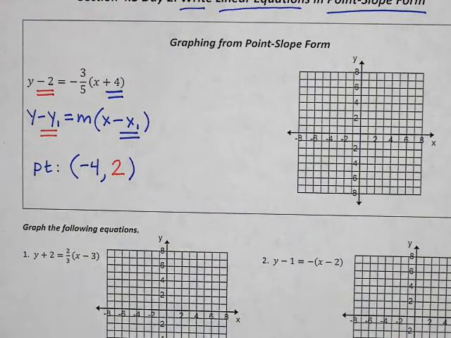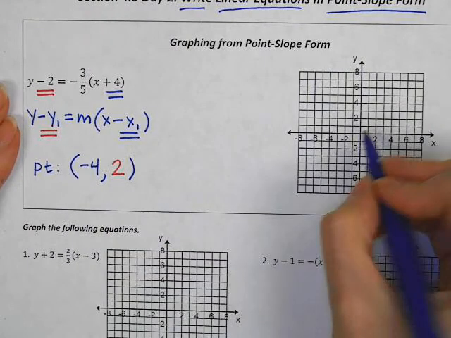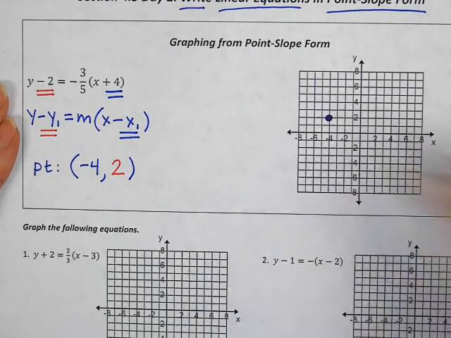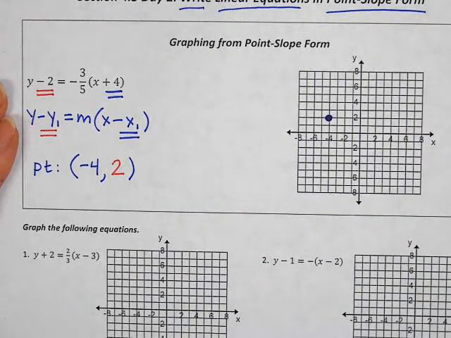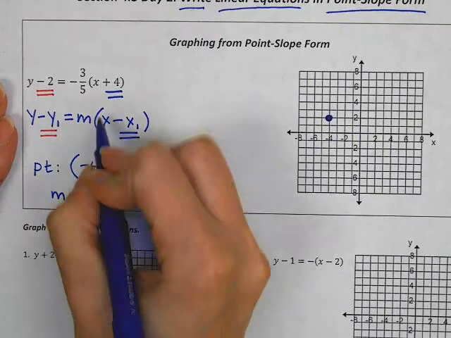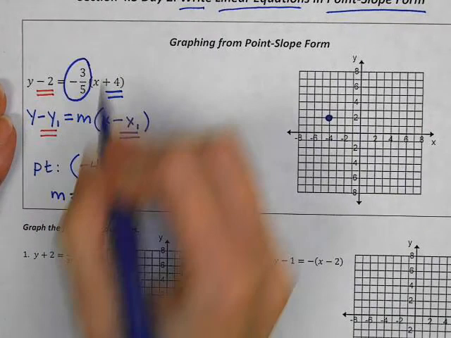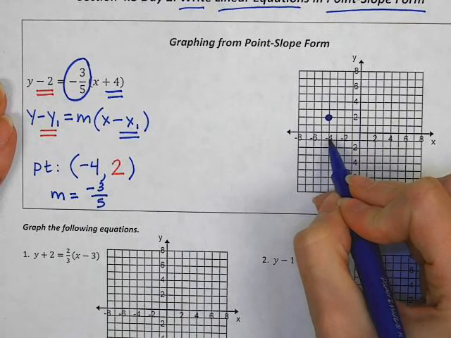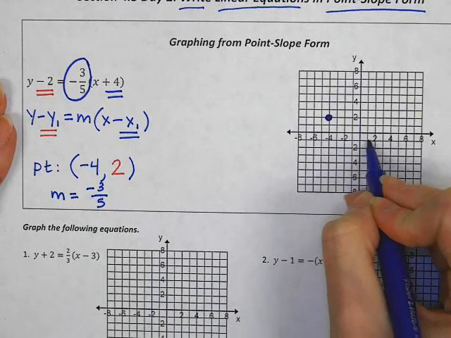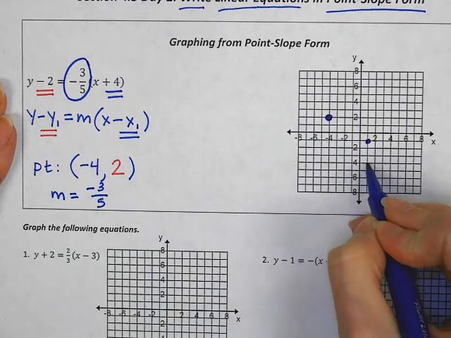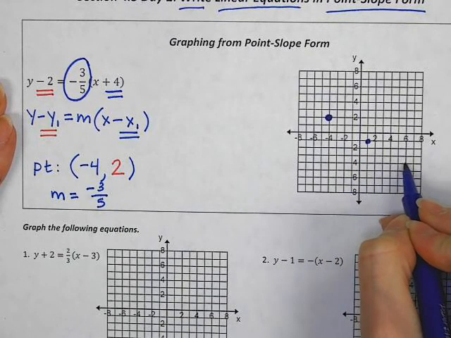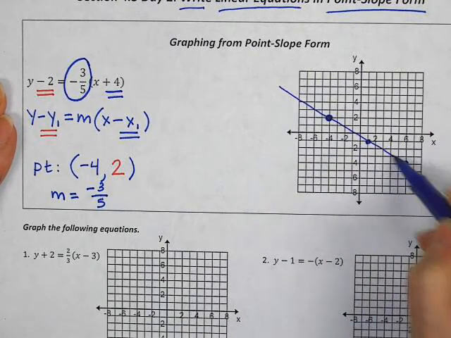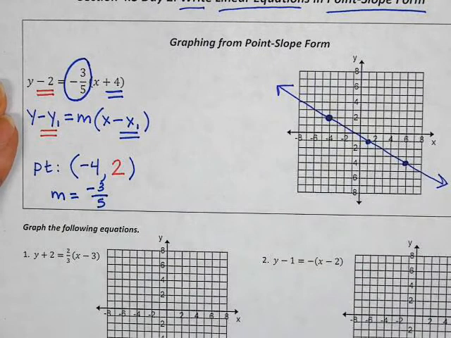All right, so let's start by graphing that point, negative 4 comma 2. So that is over here, negative 4 comma 2. And then we also have slope. The slope is given as the m, so the slope is down 3, right 5. So down 3, right 5, and maybe one more time. Down 3, right 5. And then if you have something straight, or you're pretty good at making straight lines, there is your line.